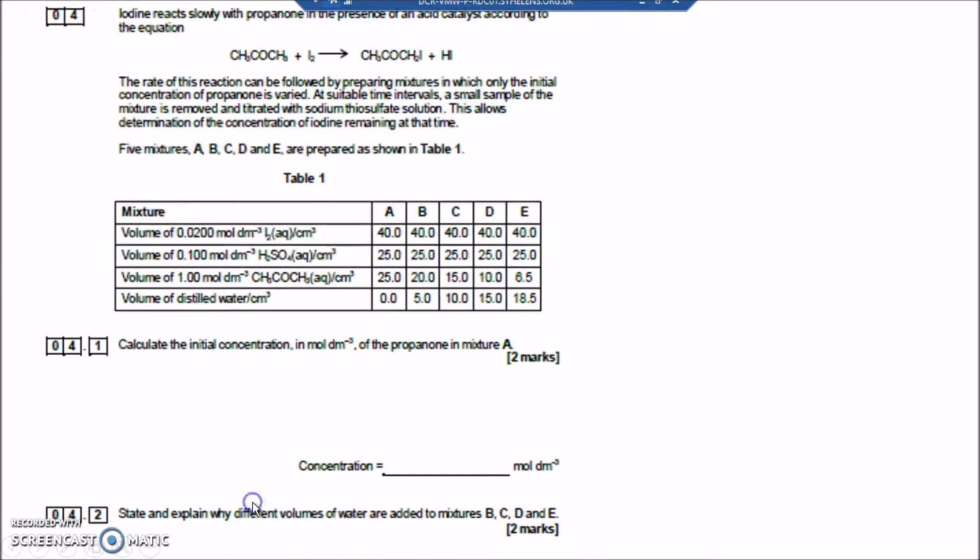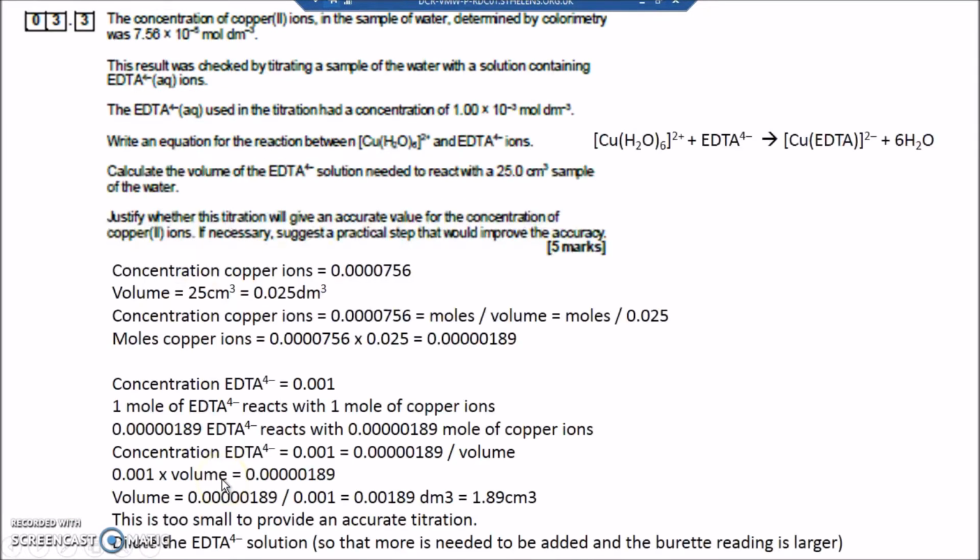This is too small to provide an accurate result. Justify whether this titration will give an accurate value. It's too small really. 1.89 is way too small to do a titration with, and so what you need to do is dilute the EDTA so that you get the same amount of moles but in a larger volume, so when you run it out of the burette you get a larger volume coming through, and that will be easier to read from the burette.